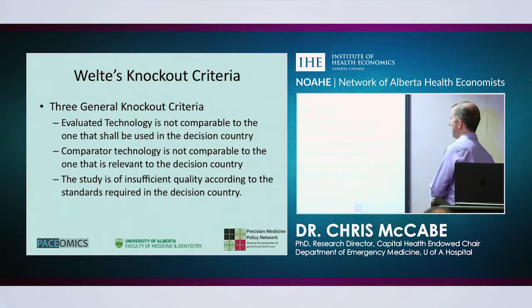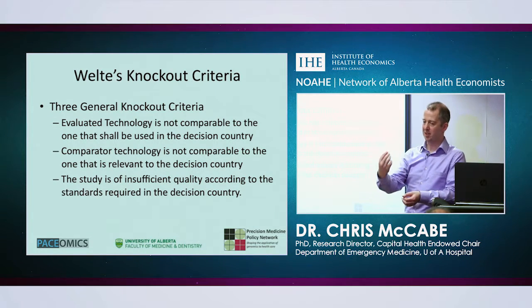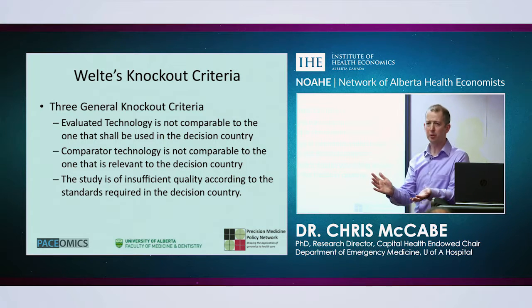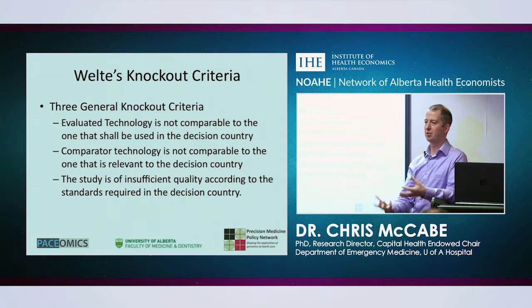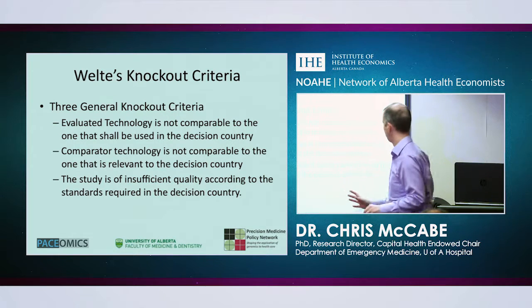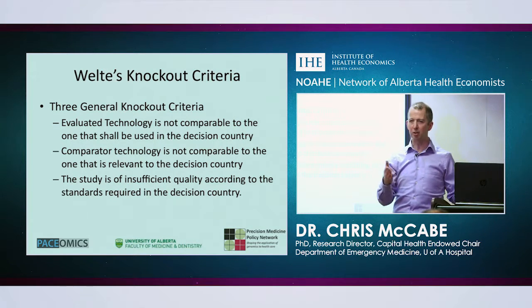So is the evaluated technology comparable to the one that's going to be used in the decision country? So actually, if there's something about the way the technology is delivered or the specific nature of the technology that's different, then you can't use it. And equally, if what it's compared to is different, you can't use it, because it's not actually addressing your decision problem. And finally, if the quality of the study is so poor that you can't rely on it, you also shouldn't use it. So those are their 3 knockout criteria, as they call them. But you're probably very rapidly not going to be considering, those aren't your problem ones, those are the easy ones. You'd come up with those ideas yourself.